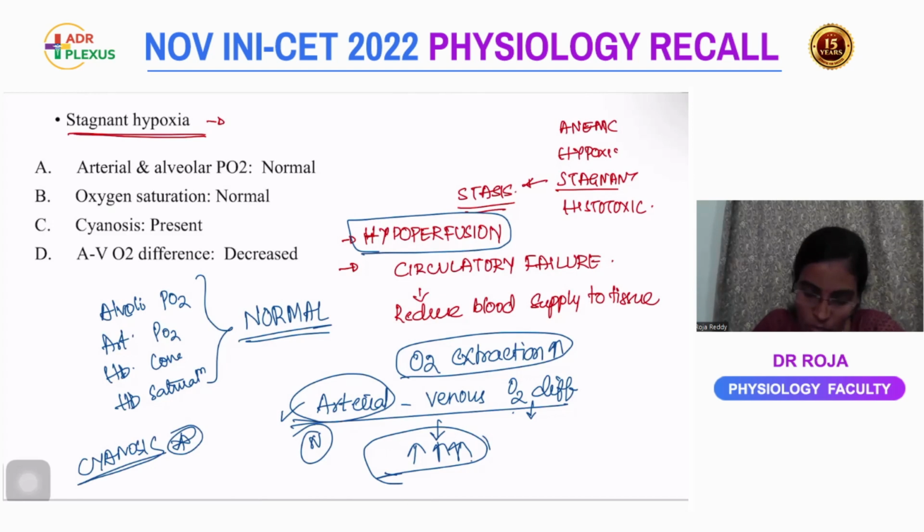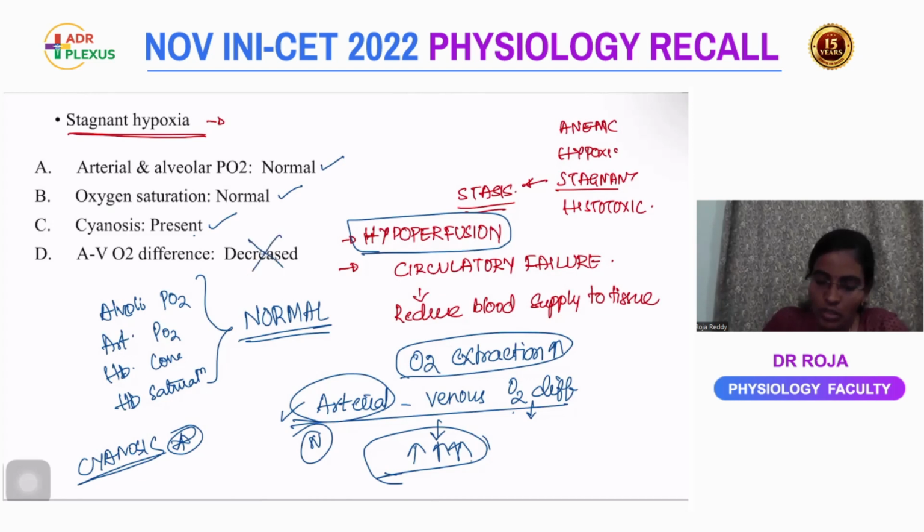So we'll have a look at these options. Arterial and alveolar PO2 normal. Yes, it is correct. Oxygen saturation normal. Yes, correct, because hemoglobin is also normal. Cyanosis present. Yes, correct. Arteriovenous oxygen difference is decreased. No, it is the arteriovenous oxygen difference which is actually increasing.